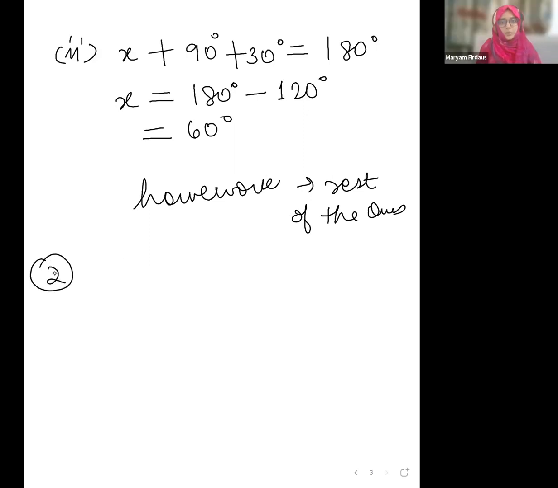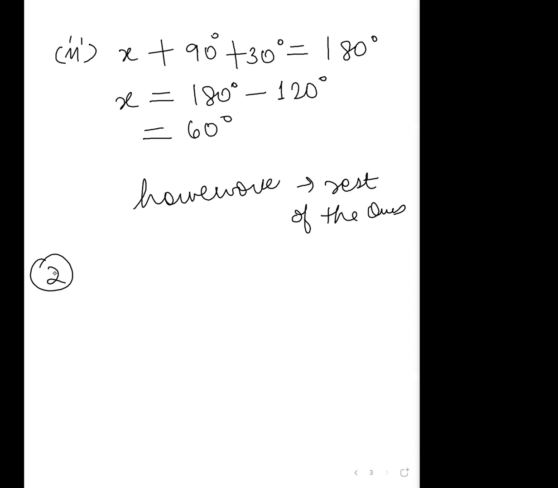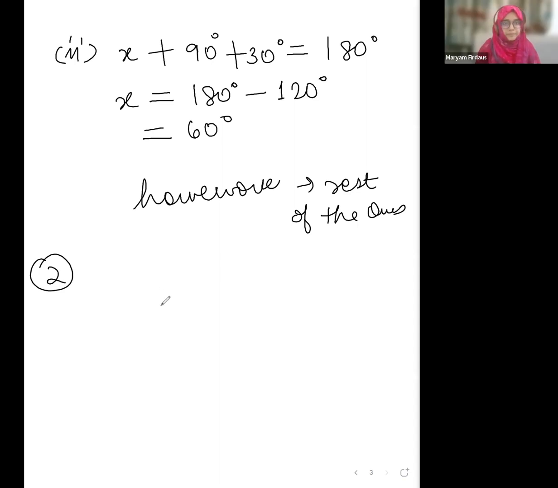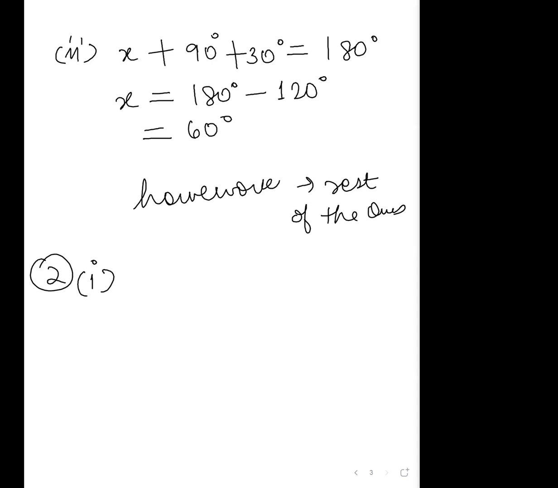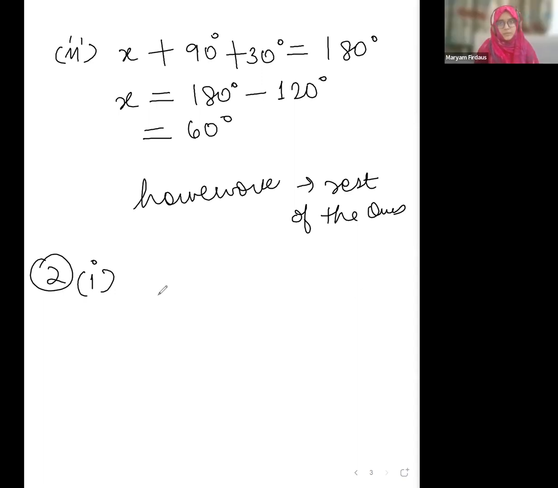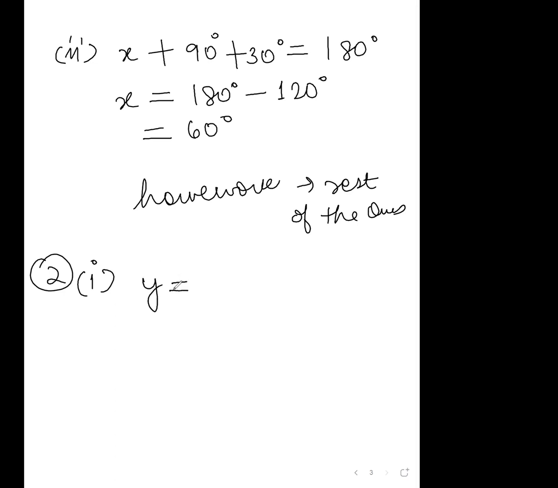Next, question number 2. Find the values of the unknowns x and y in the following diagrams. Okay, let's start with the first one. y and 120 are making a linear pair. Very good. So y will become 120. Sorry, y will become 180.